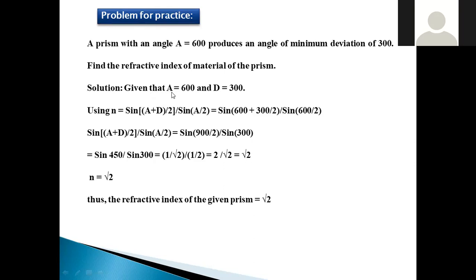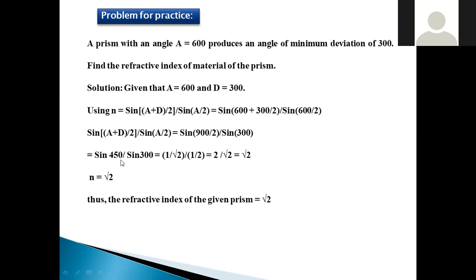One is A, the angle of the prism, and D, the angle of deviation. When we apply the formula, n is equal to sin((A plus D)/2) by sin(A/2), right? A is 60°, D is 30°. 60 plus 30 is 90, by 2, and sin 60 by 2, right? Now it will become sin 45° by sin 30°, because 90 by 2 is nothing but 45° and 60 by 2 is nothing but 30°. That's why sin 45° by sin 30°.